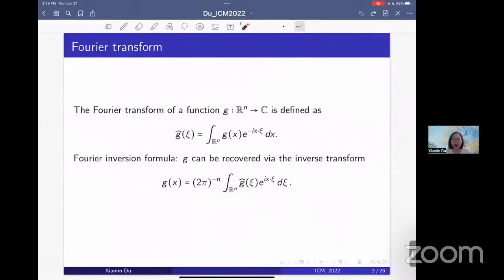Let's first recall the Fourier transform and its inverse. Given an integrable function g in space, we can define its Fourier transform g hat in frequency using this integral here. And the Fourier inversion formula says that we can recover the function g from its Fourier transform g hat using this inverse Fourier transform integral.